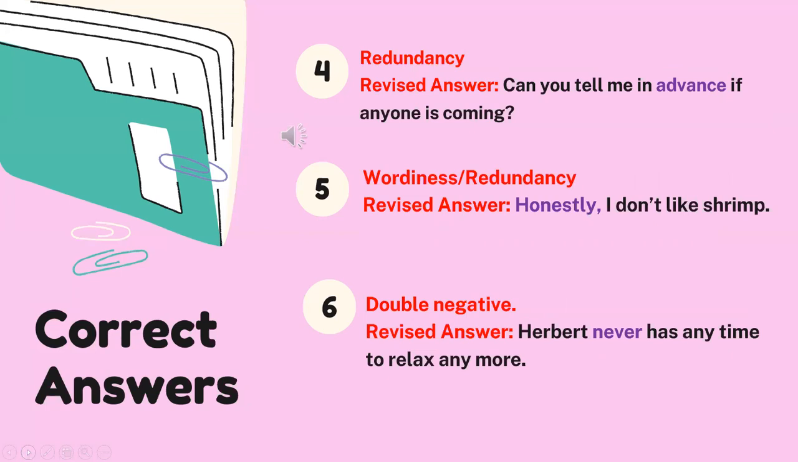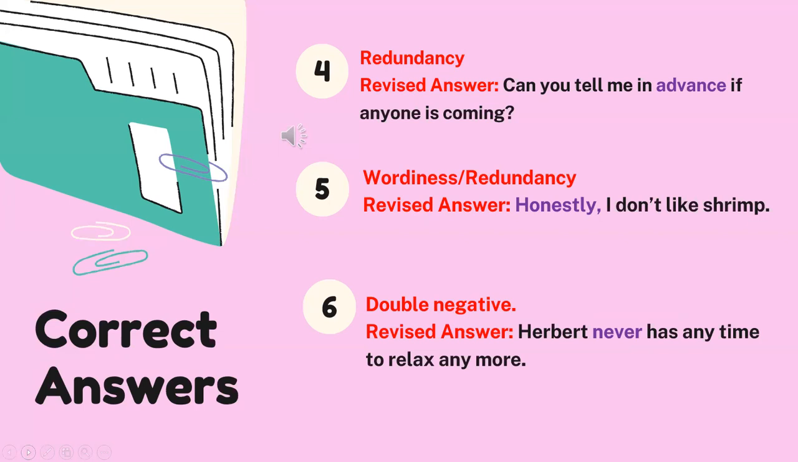Number 4, the correct answer is redundancy. Instead of warn, we change warn into the verb tell. Because when we say warn, it means you're saying it already in advance. So use one word at a time. So do not use words in a sentence with the same meaning, because it will become a redundant sentence. Now, can you tell me in advance if anyone is coming? Or you can say it this way: can you warn me if anyone is coming?